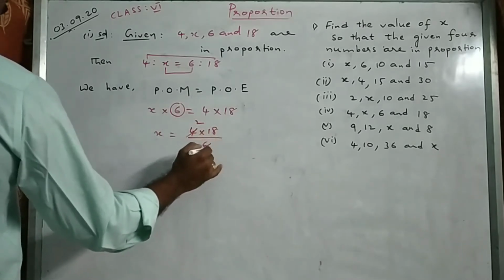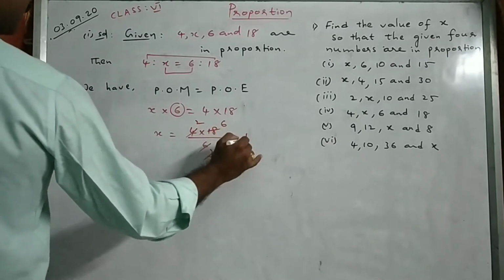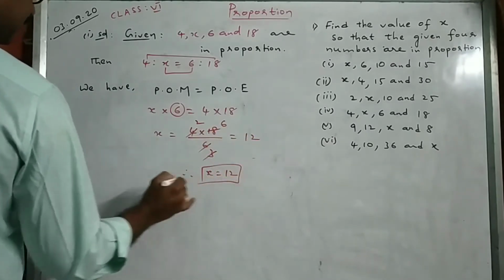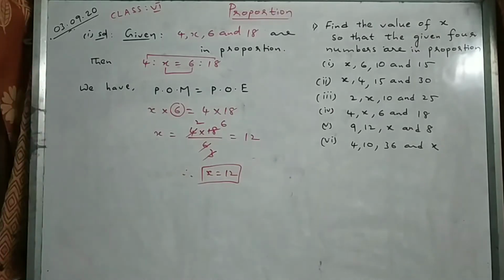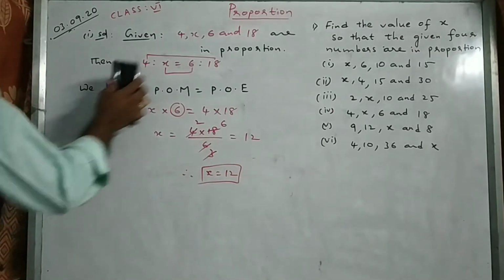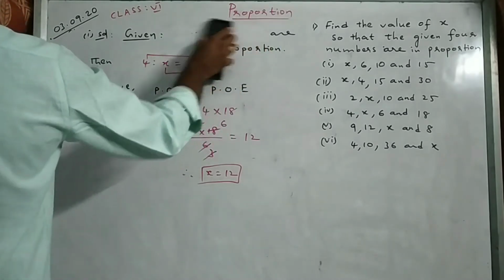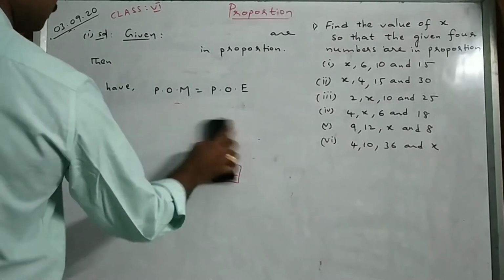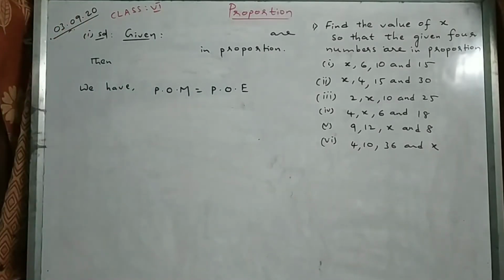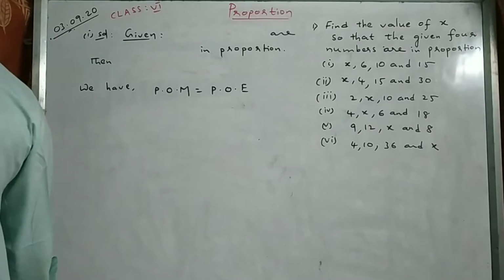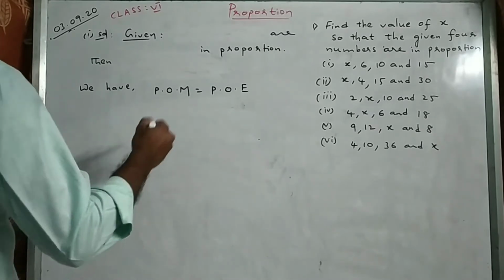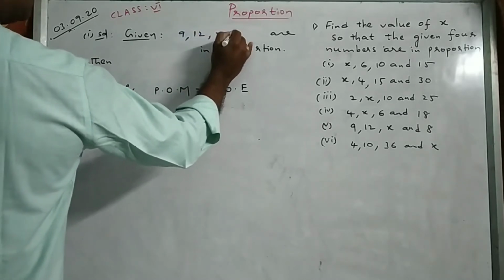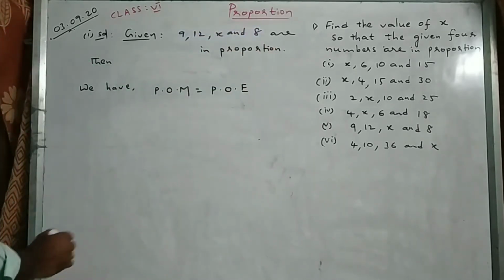2 2's, 2 3's, 3 6 are, 6 2's are 12. So therefore x value 12. Okay. Next, fifth one. Fifth one, 9 comma 12 comma x and 8 are in proportion.